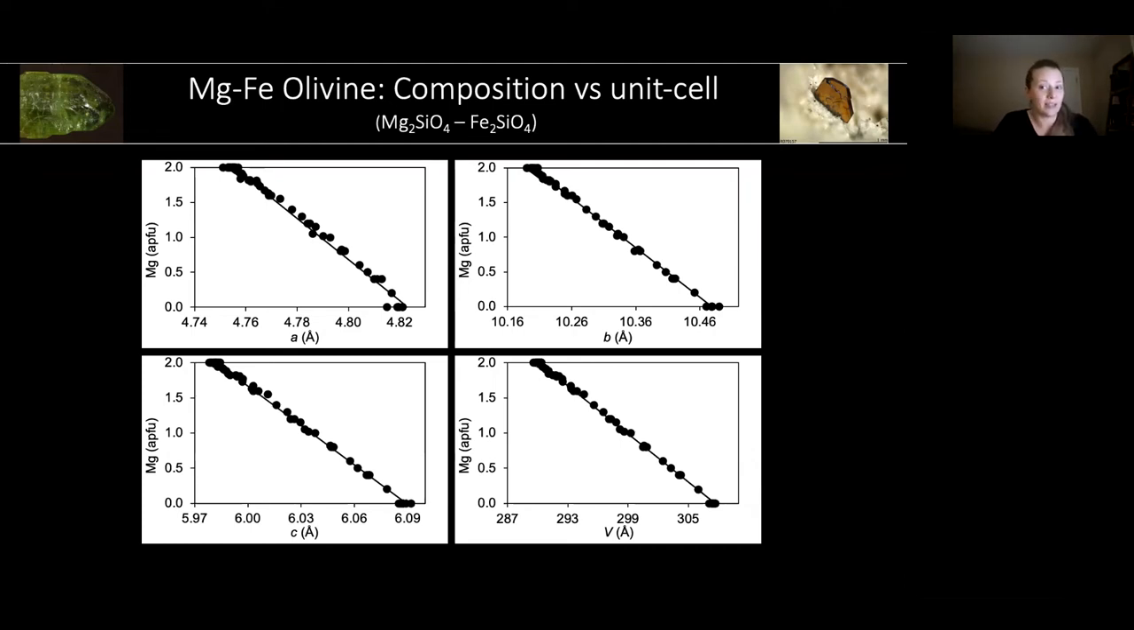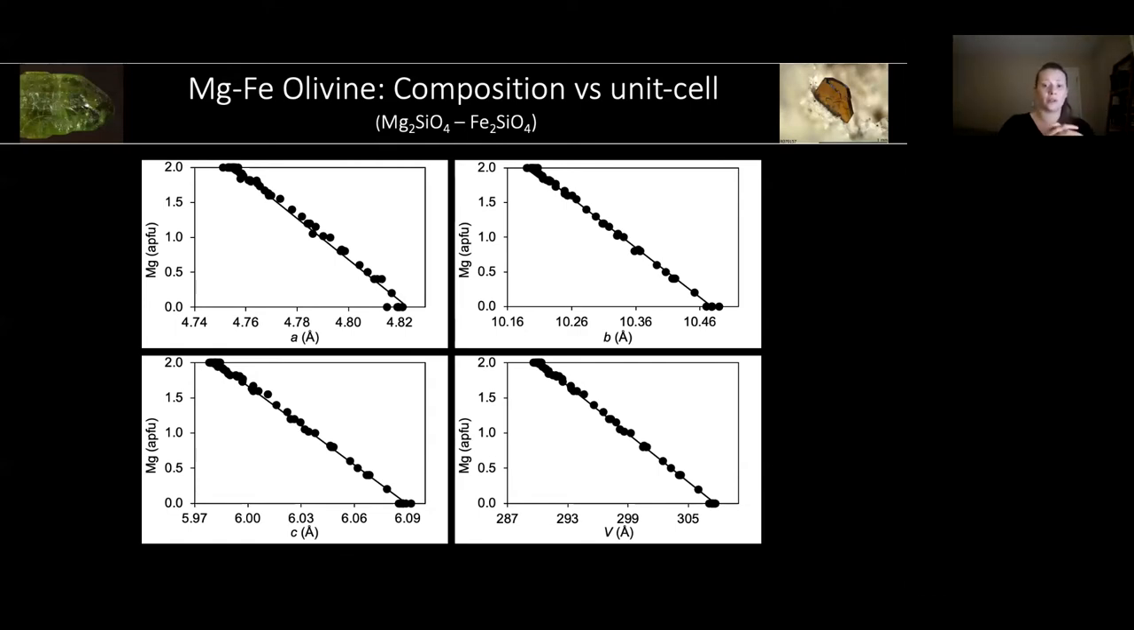On the x-axis of each of these graphs, we have the unit cell parameters. So we have A, B, C, and volume. And on the y-axis, we have the magnesium content in atoms per formula unit, or APFU. If you recall, there are up to 2 magnesium or iron atoms in the chemical formula. So magnesium atoms per formula unit can range from 0, which would indicate 100% iron, 0% magnesium, or up to 2 magnesium, which would indicate 100% magnesium and 0% iron. This is just the unit convention that we use.